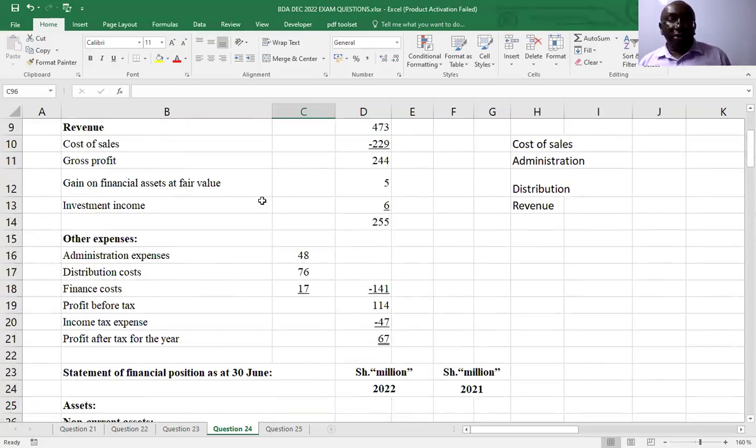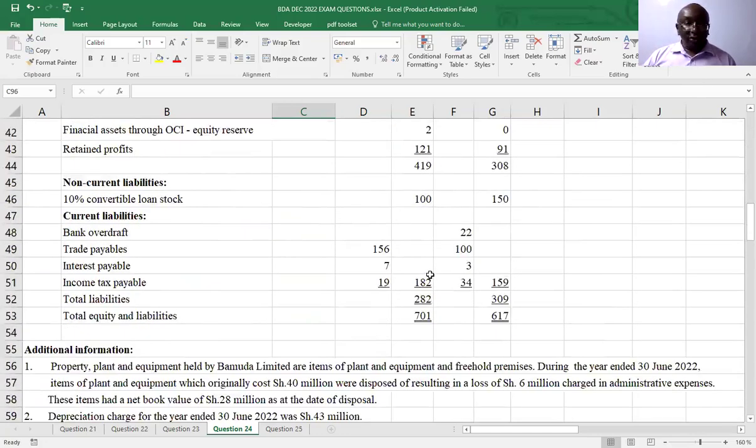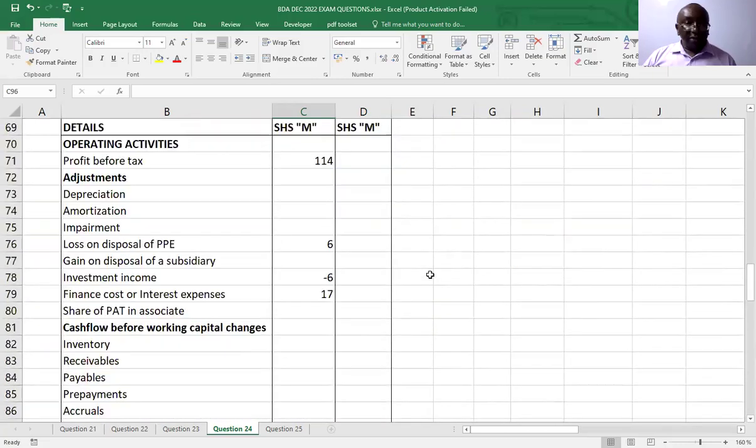Gain on financial assets at fair value. Now this one should not be here. We are not in the business of revaluing. So that should also be a reduction. So let's look at whether we captured that. Gain on... so we did not put gain. So we have two options.